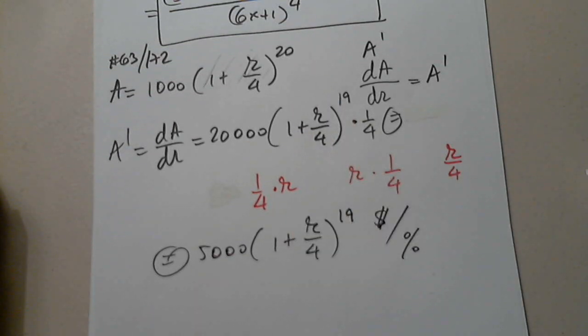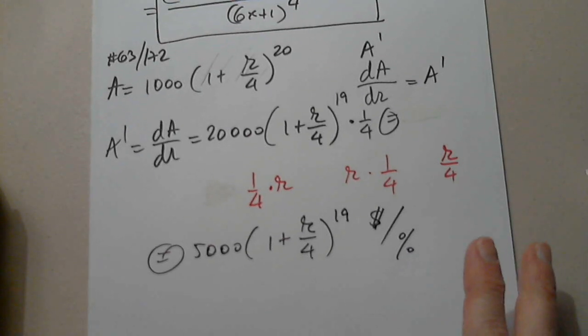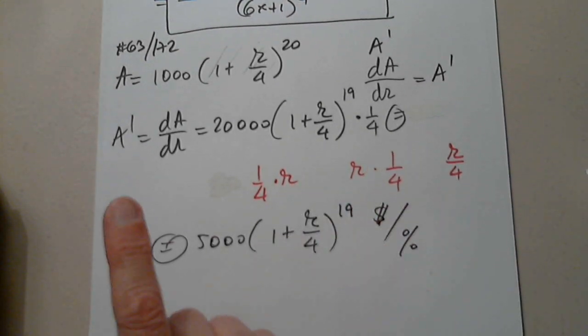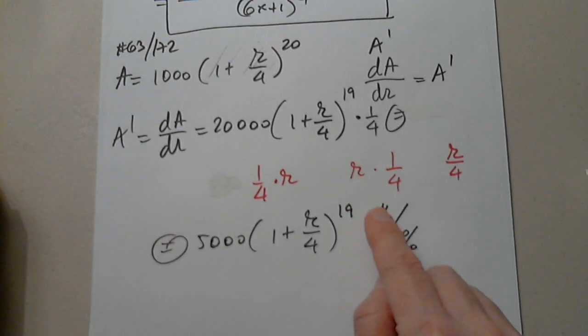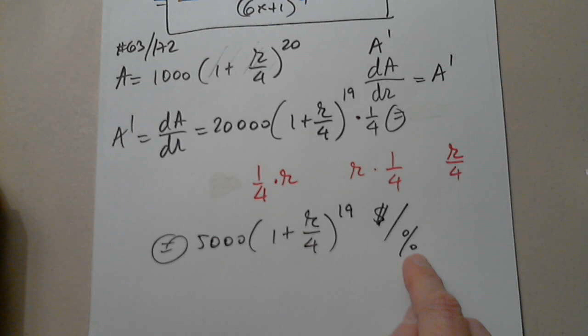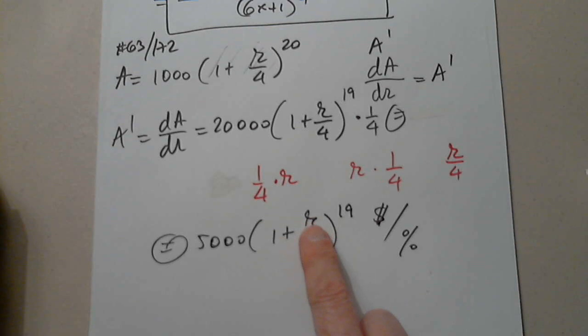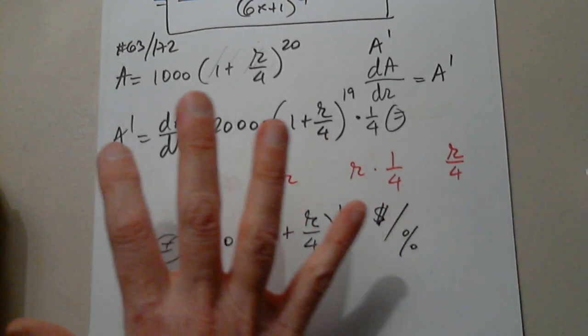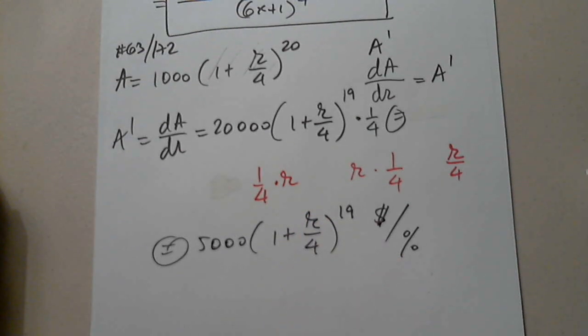There is a part B here. Part B, explain what dA over dr represents. So we gave the units, we determined dA over dr, and now we want to explain what it means. So it means this. A prime is the rate of change. How fast, and it's positive, how fast is the amount changing per percent, per measurement unit, for how fast is A changing with respect to R?